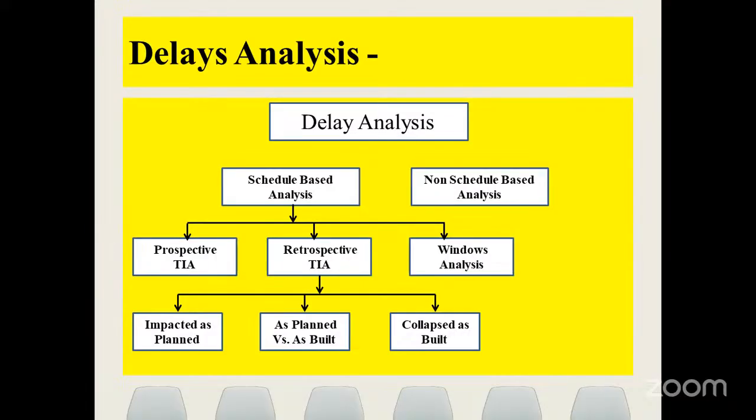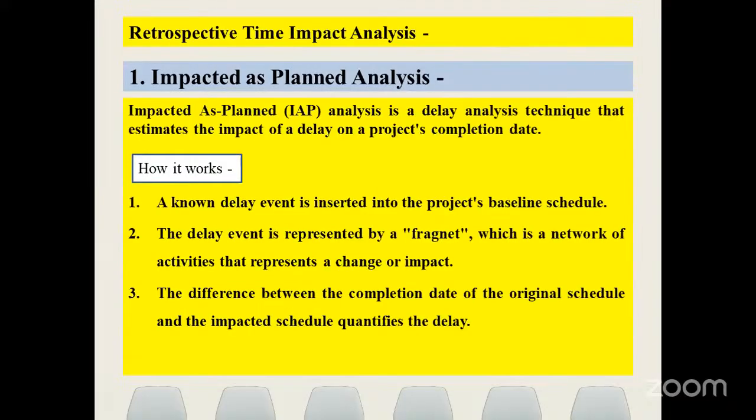Here, retrospective means the delay event has happened, and now we have to claim for it. For that, we have three methods: impacted as-planned, as-planned versus as-built, and collapsed as-built. These three methods we are going to discuss with examples. I have already prepared some schedules for the presentation. Then we discuss each method one by one.